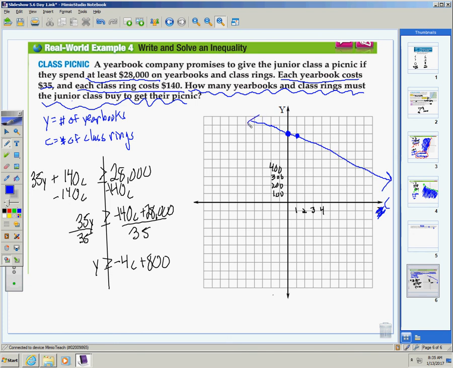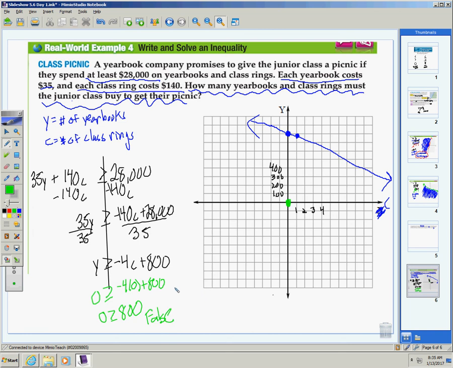So I see, is 0 greater than or equal to negative 4 times 0 plus 800? Well, negative 4 times 0 is 0, plus 800 is 800. Is 0 greater than or equal to 800? That's false, which means if it's false, I shade on the opposite side. So you would probably just want to go ahead and shade like this.